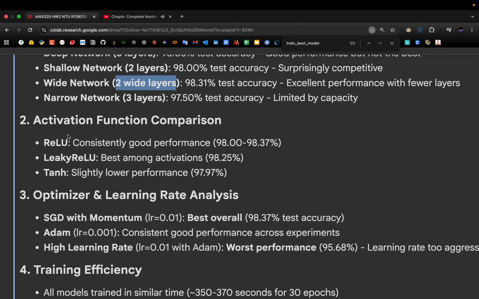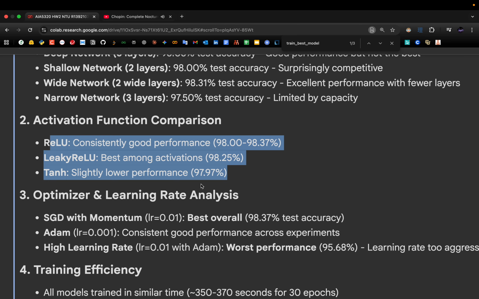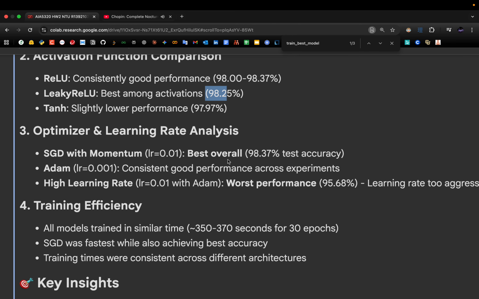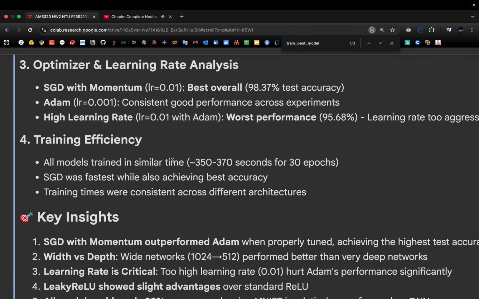For activation functions, we can see that leaky ReLU is the best among ReLU and hyperbolic tangent, with 98.25%. For optimizers, SGD with momentum has the best overall test accuracy. And in terms of training efficiency, SGD with momentum can be trained at the fastest pace.